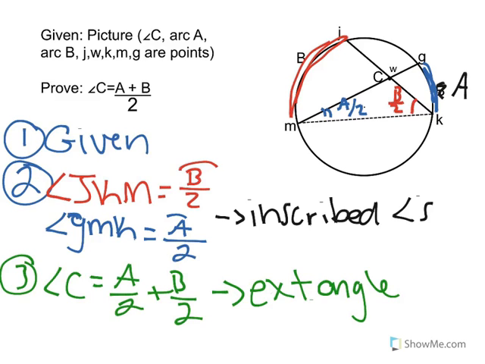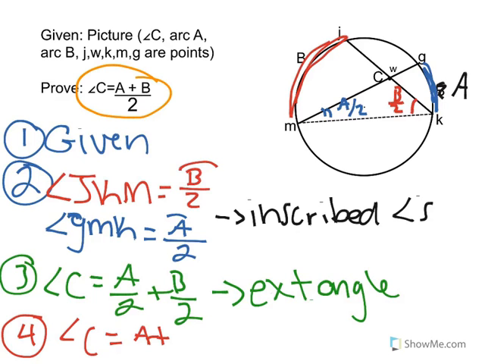All right, so we're really close to getting it to be what we wanted up here. The angle C would equal A plus B divided by 2. All we just have to do is rearrange. So our last step is that angle C is going to equal A plus B divided by 2. And your reasoning for that is just simplifying. And that's it.